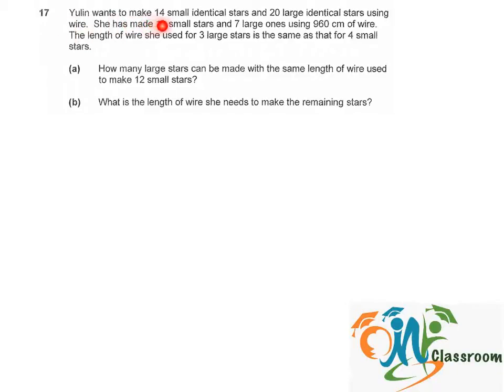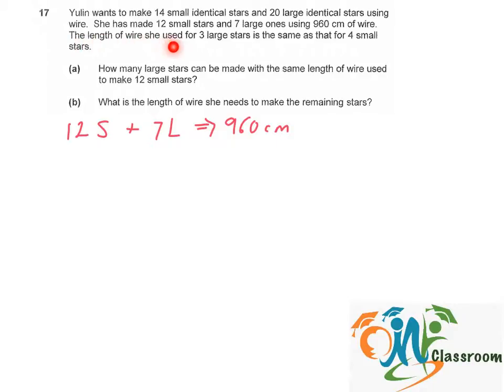Yuling wants to make 14 small identical stars and 20 large identical stars using wire. She has made 12 small stars and 7 large ones using 960 cm of wire. Okay, now let's write this down. So 12 small stars plus 7 large stars requires 960 cm.